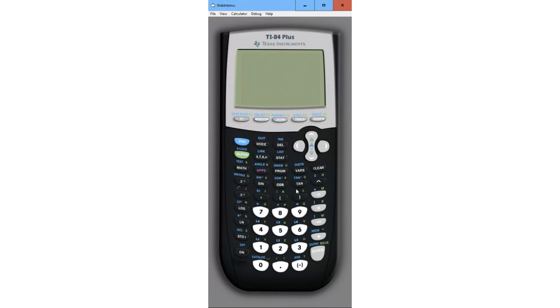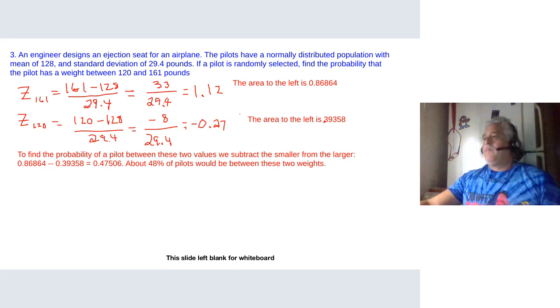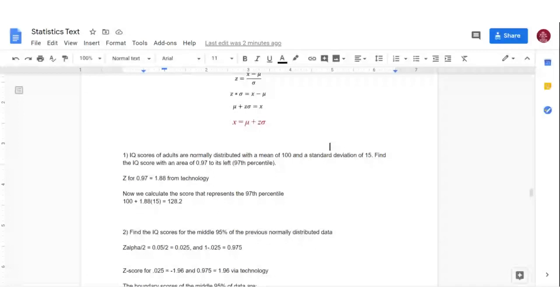So we're just going to use the inverse norm. And up here, I'm going to put 0.97. And now that z-score is 1.88. So you can see how I've got it in the notes here. As I said, from technology, the z-score that pertains to the 97th percentile is 1.88.